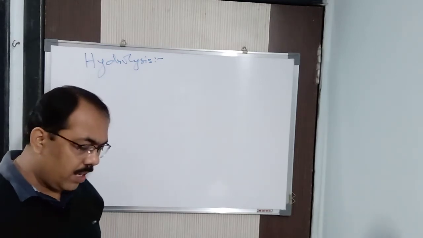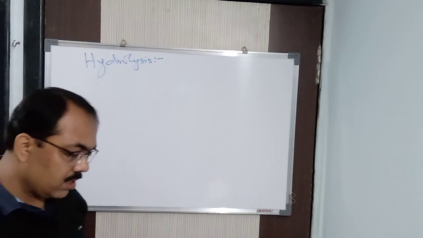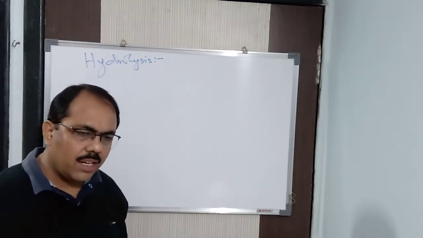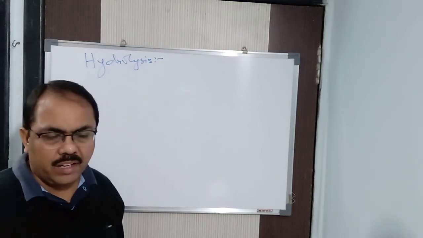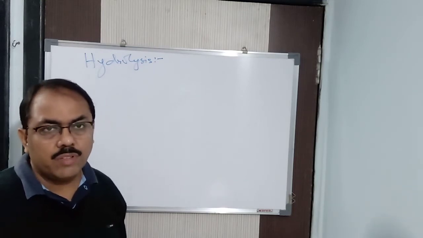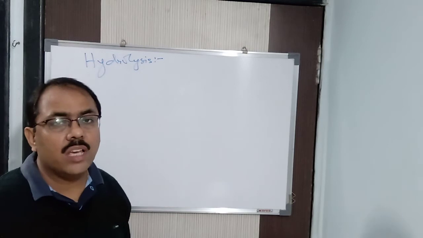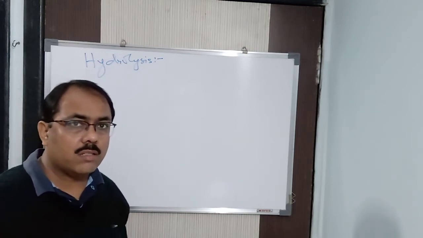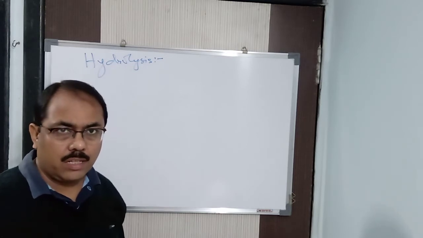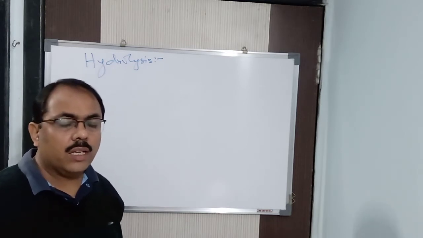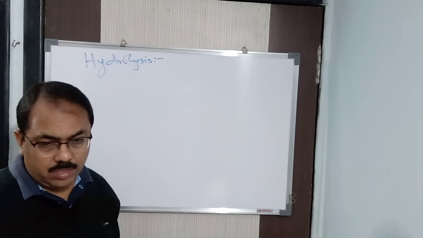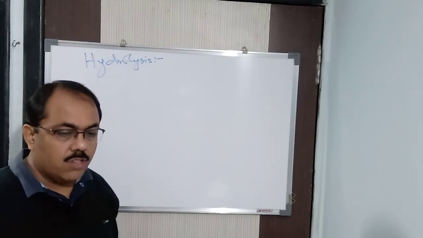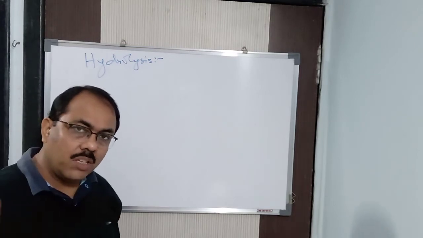For example, the salt of a strong acid and weak base: strong acid means we can take HCl, and weak base means we can take NH4OH. So NH4Cl. We can also take ammonium sulfate. We can also take magnesium nitrate, from magnesium hydroxide and nitric acid. So these are salts of a strong acid and weak base.